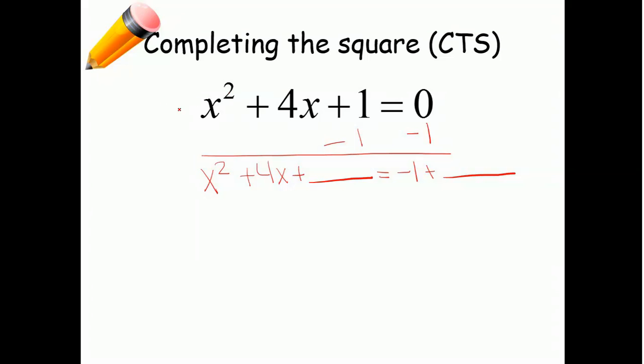Let's find blank. So I'm going to take my b term, divide it by 2, and square it. So 4 divided by 2 is 2. 2 squared is 4. So I'm going to put 4 as my blank. Now, please make sure that you put 4 on both sides. Blank is the same answer on both sides.